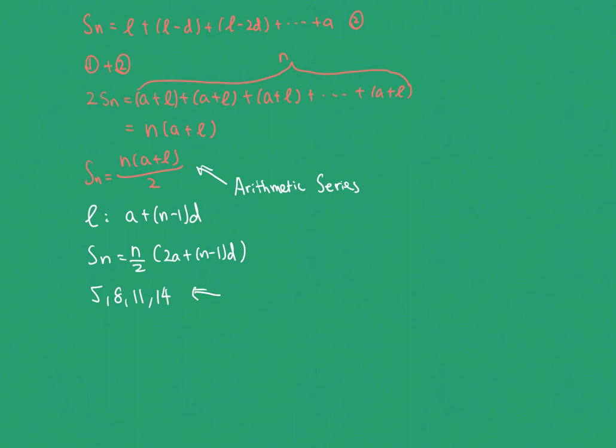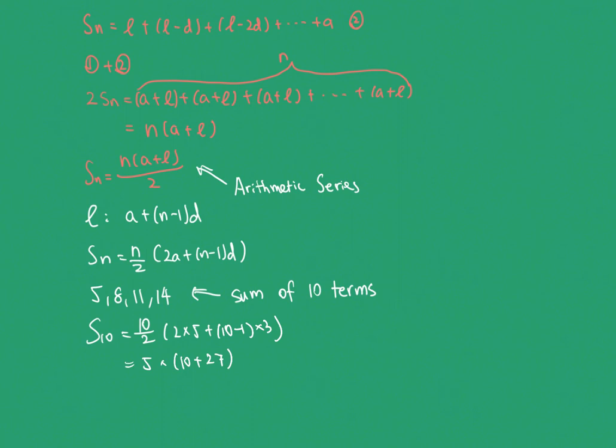Okay, again, if we use the example of 5, 8, 11, and 14, if we want to find the sum of 10 terms, we just need to sub n into the formula, which is 10 over 2 times (2 times 5, which is the first term, plus 10 minus 1 times 3, which is the difference). And let's simplify that. So 185 would be the sum of 10 terms of this sequence.